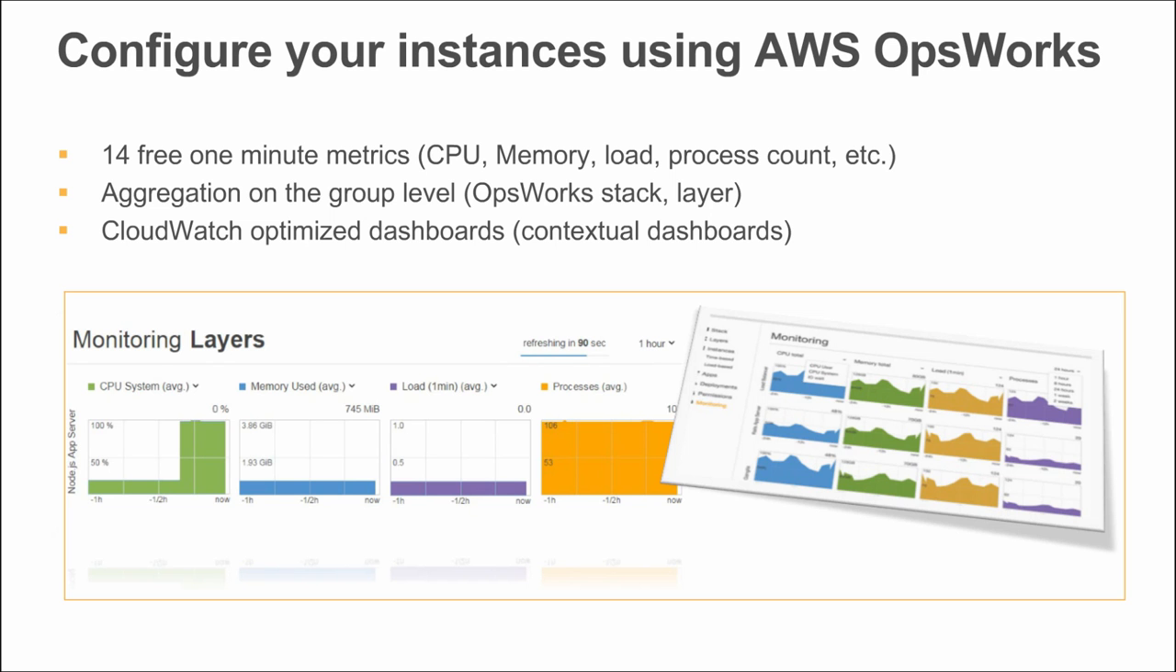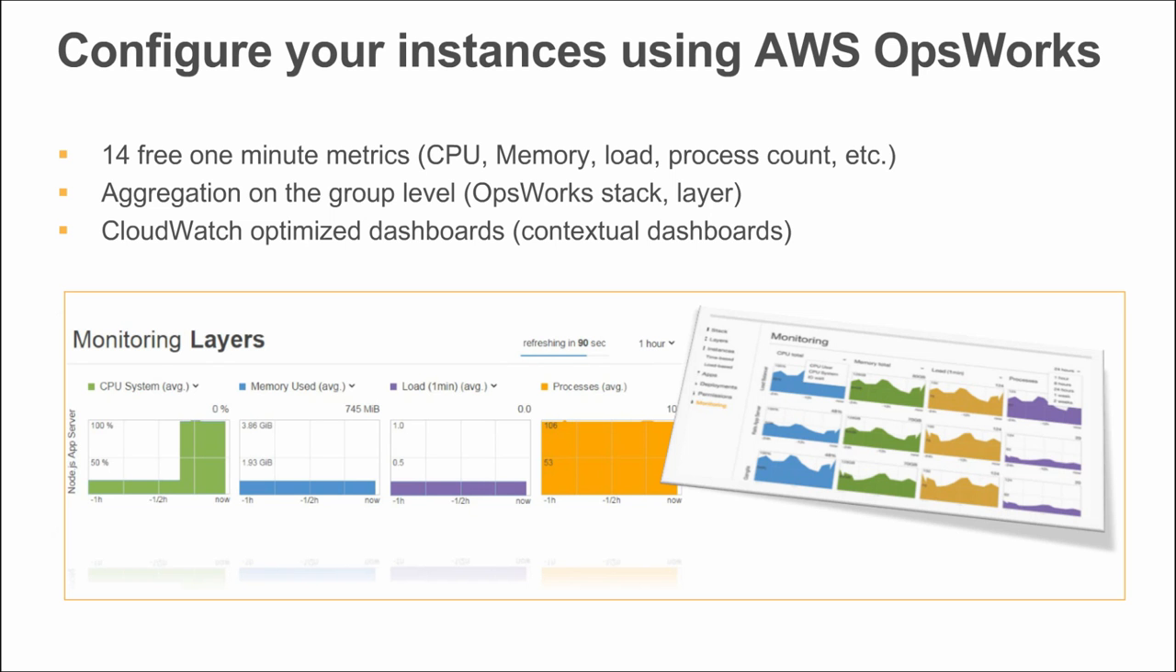Another thing that you get through OpsWorks is more than the hypervisor-based metrics that you normally get using CloudWatch. Using the OpsWorks agent, we push 14 free 1-minute metrics, which include CPU, memory, process count, and a lot more, to OpsWorks. So you can also view this and get more than just the hypervisor metrics. And all these, as I mentioned, are for free.